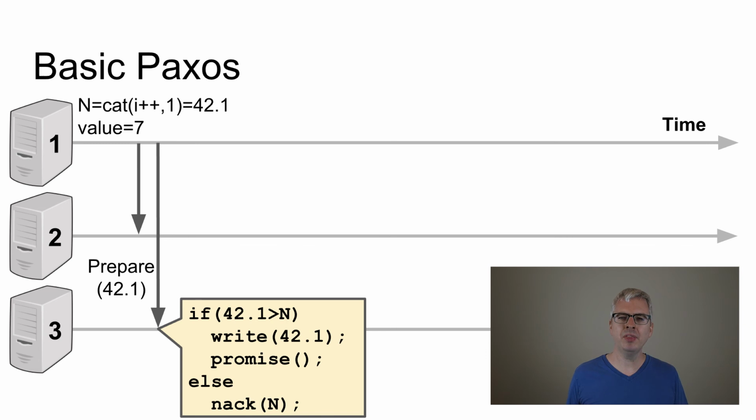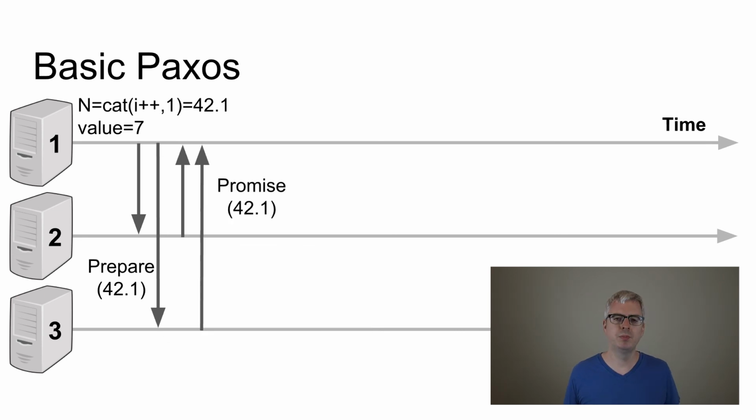If the n is not the biggest they've seen, they can either just ignore it because, you're out of date, dude, or they can respond with a negative acknowledgement so that the proposer knows that they should just give up now because there's a bigger n proposer out there that is fighting with them. And the promise message contains the value of n simply so that the proposer can discard any stale messages if they get delayed in the network and show up later.